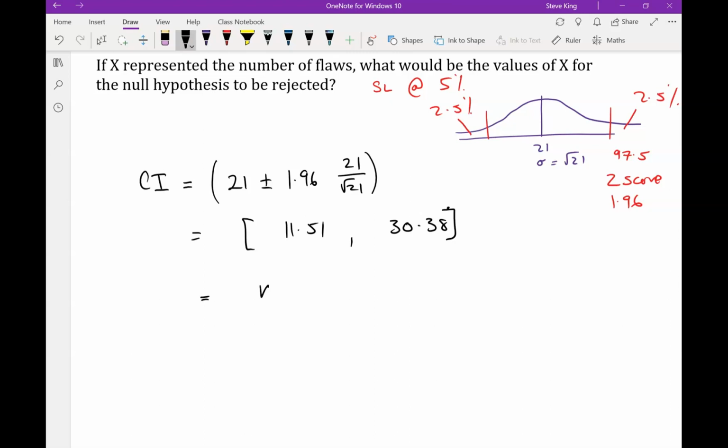So in other words, we're going to reject if x is less than or equal to 11, and we're going to reject if x is greater than or equal to 31. And so that gives us the values for our acceptance zone, and by continuation, the values for our rejection zone.